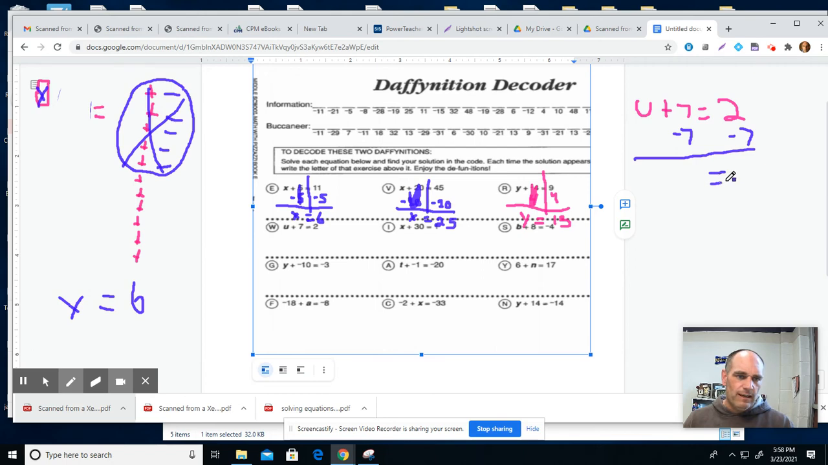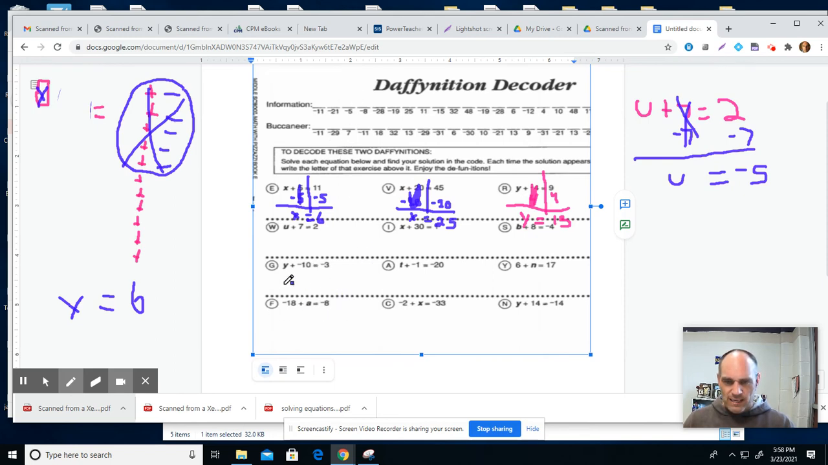Bring down my equal sign. On the left, there's my 0 pairs. I just have u. 2 plus -7 is now a -5. So I know that u equals a -5. And of course, we're going to put our letter W up here with the -5. All right, I'm going to do one more.